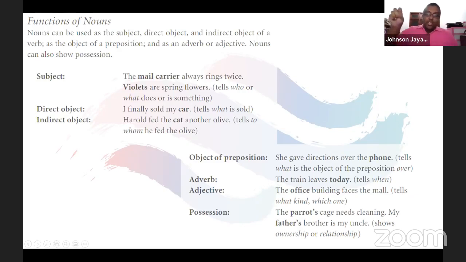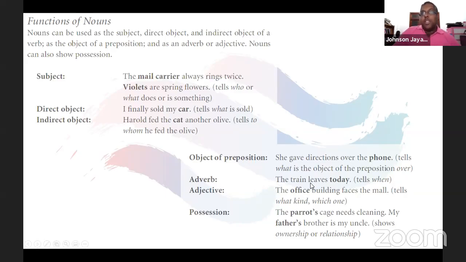So basically the main action is feeding an olive to the cat. So it's indirect. That's why it's called an indirect object. It's happening indirectly. Objects of prepositions: she gave directions over the phone. Here over is the preposition and the phone is the object of this preposition, okay?